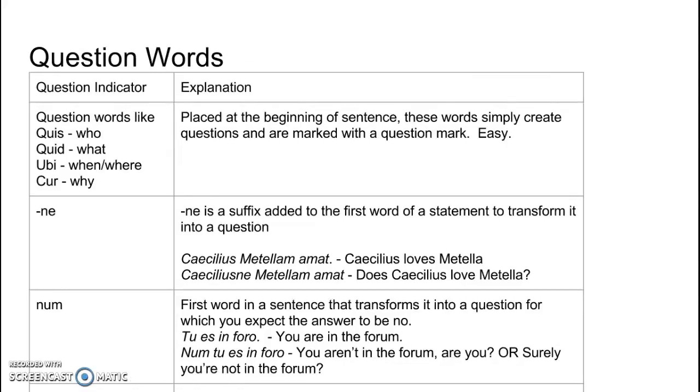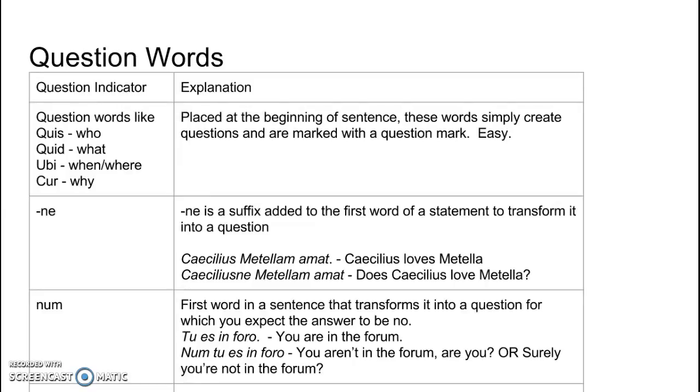In the example below, we have "Caecilius Metellam amat," which means "Caecilius loves Metella." But if you just add -ne to Caecilius at the beginning, "Caecilius-ne Metellam amat" means "Does Caecilius love Metella?" It just turns it into a yes or no question. Lastly, num. This one may be the most confusing, but you just need to remember that if you put num at the beginning of a sentence, it transforms it into a question for which you expect the answer to be no, or a negative answer in general.